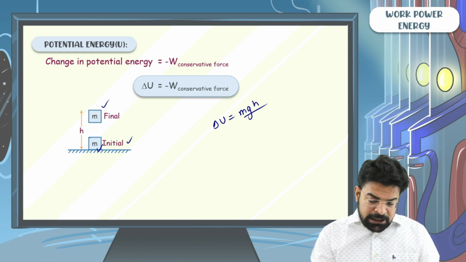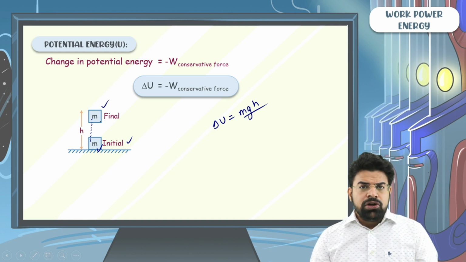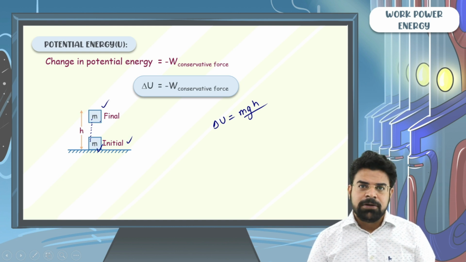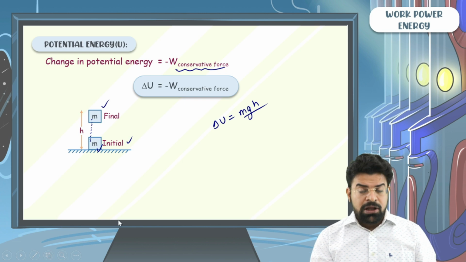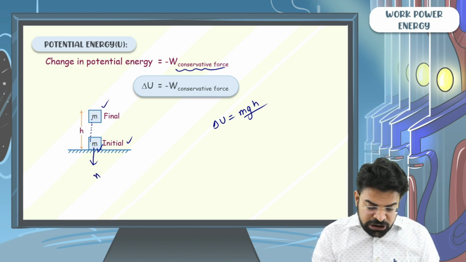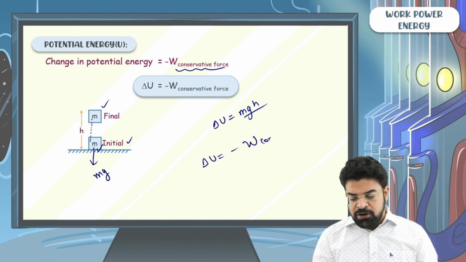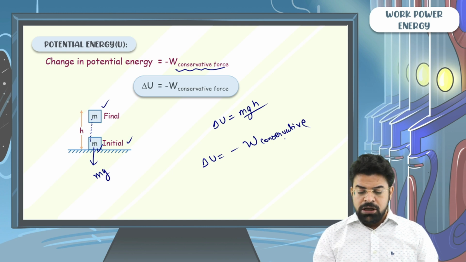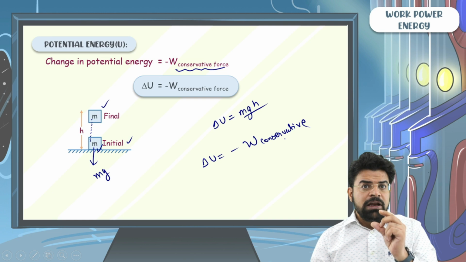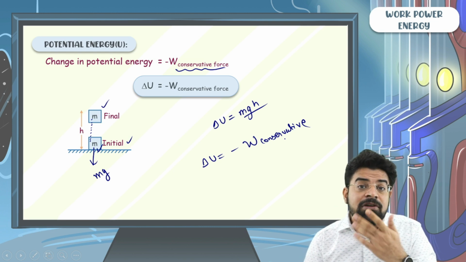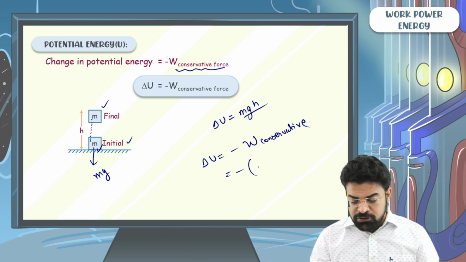So we say, as the block goes up, do you know any conservative force that acts on the block? Yes, sir. Which one? The force of gravity. The force of gravity is a conservative force. As the block goes up, the force of gravity mg will be downward. We say that the change in potential energy equals minus times the work done by conservative force. Here, when the block goes up, what will be the sign of the work done by gravity? The force is down and the displacement is up, so the sign of work done by gravity will be negative. So you will say the change in potential energy equals minus times minus mgh. So the change in potential energy is mgh.